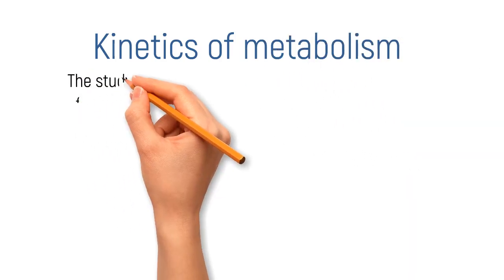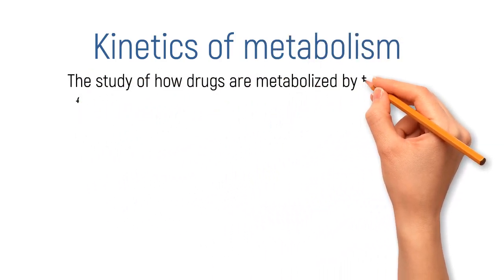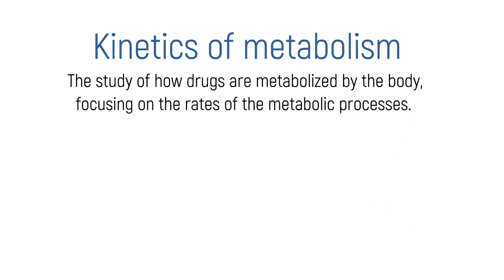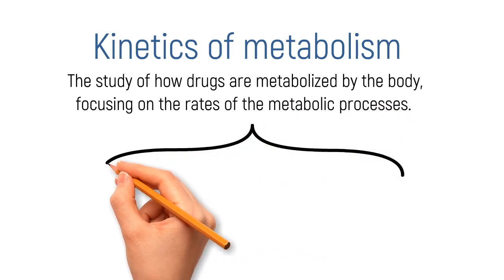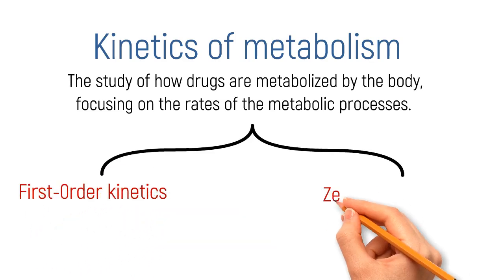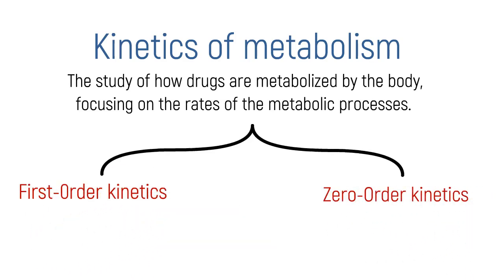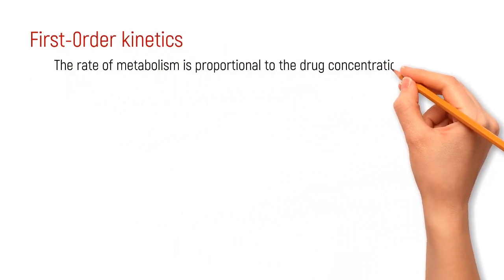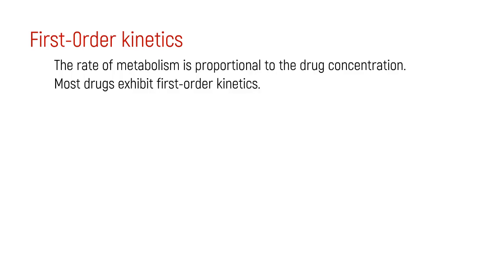The kinetics of metabolism refers to the study of how drugs are metabolized by the body, focusing on the rates and mechanisms of the metabolic processes. Metabolism can follow different kinetic orders. For example, first order kinetics and zero order kinetics. In first order kinetics, the rate of metabolism is proportional to the drug's concentration. This is common for most drugs at a therapeutic level. Most drugs exhibit first order kinetics.